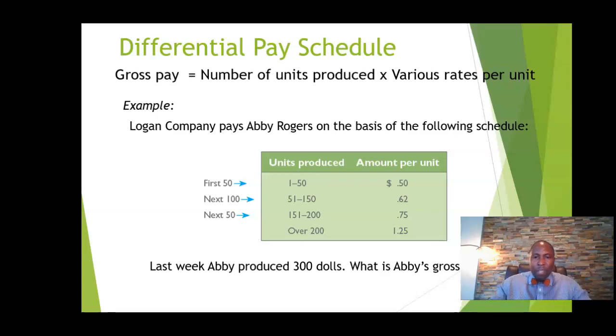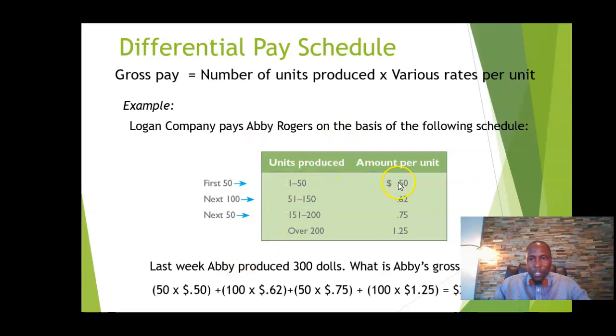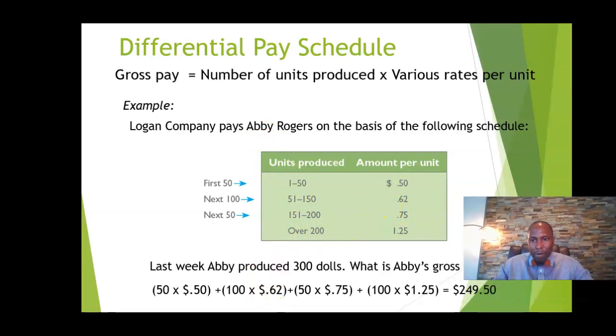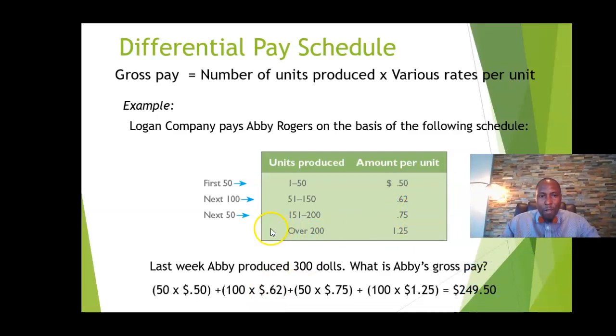You ready? Okay. So for the first 50 produced, it's going to be 50 cents per unit. For the next 100 units produced, it'll be 62 cents per unit. So that gives 150. For the next 50 produced, it's going to be 75 cents per unit. And for anything over 200, she did 300 total, it's $1.25 per unit.